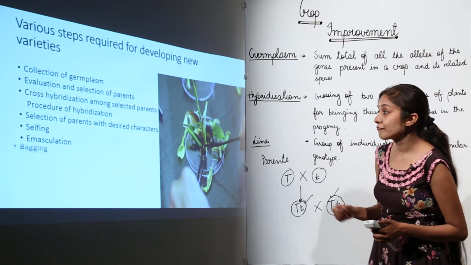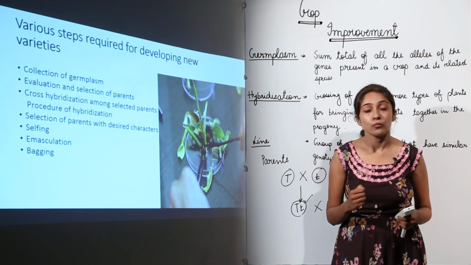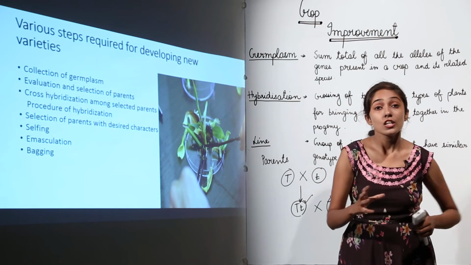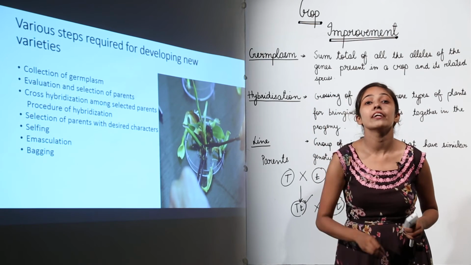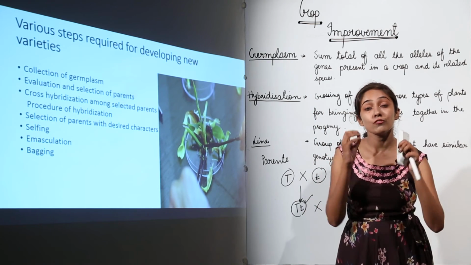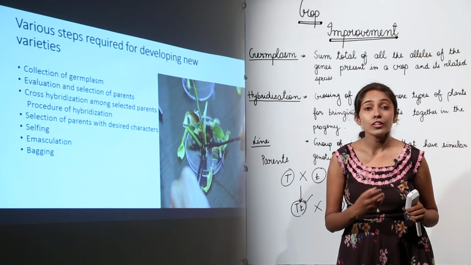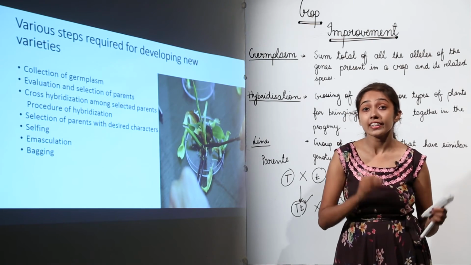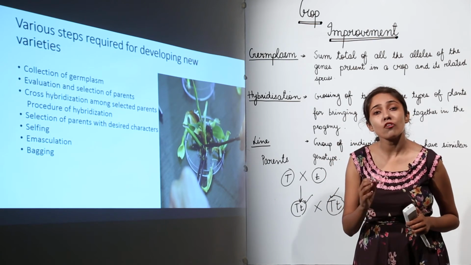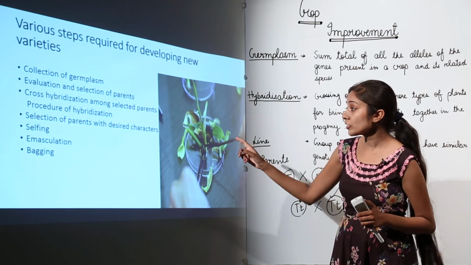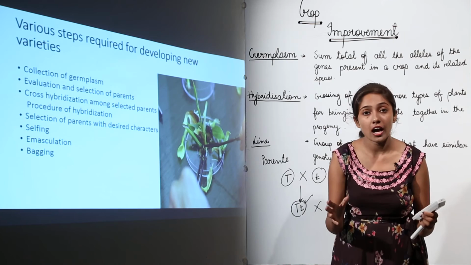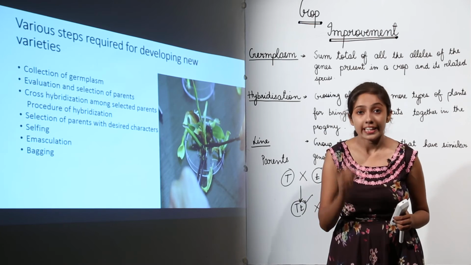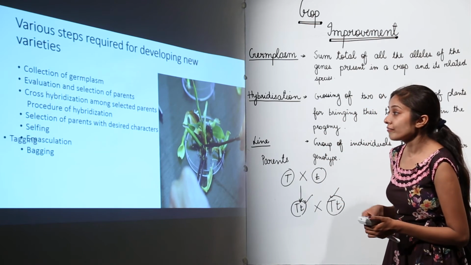Then we have bagging. Now what is bagging? When we have removed the anthers, we are going to cover that flower with some paper or some polythene, so that no foreign pollen grain can enter it. Because we want to get the desired results, and for that we are going to provide those pollen grains that have the desired traits, that have desired characteristics, right? So we don't want any foreign pollen grain to enter that flower, so we bag it, we cover the flower from which we have already removed the anthers so that no foreign pollen grain can enter.